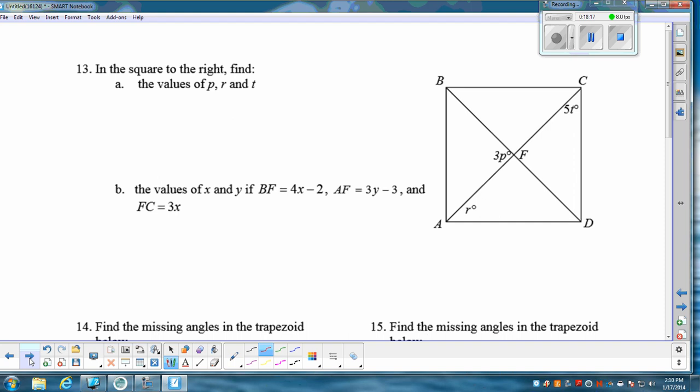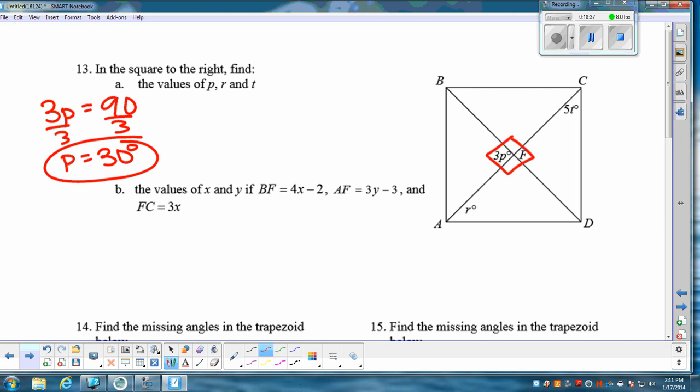Number 13, we have our square. For A, we're looking at angles. We know our diagonals are perpendicular, which means that 3p would have to equal 90 degrees. Divide by 3, p is 30 degrees.